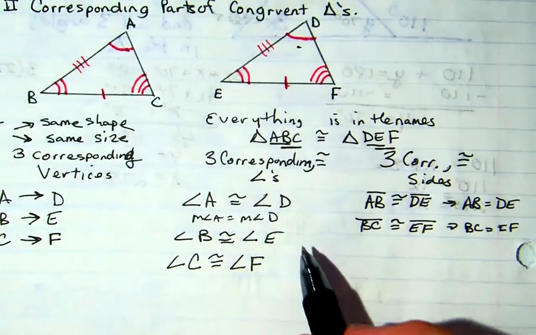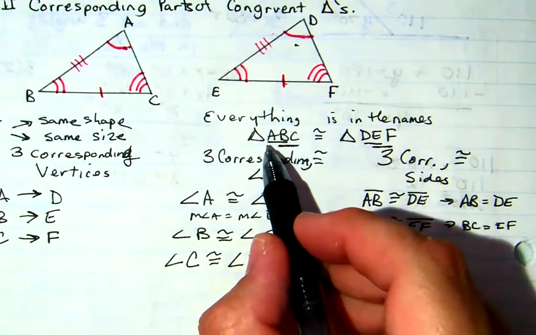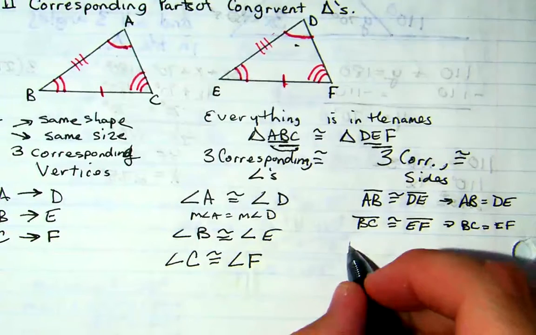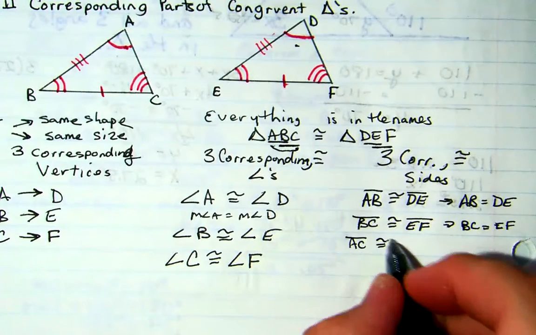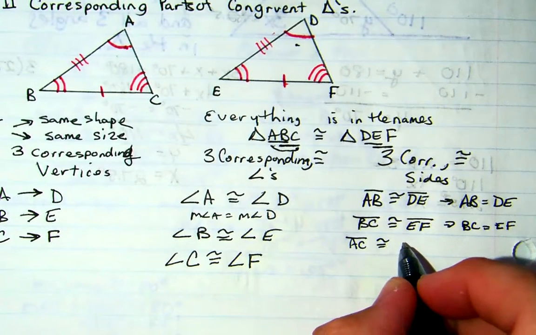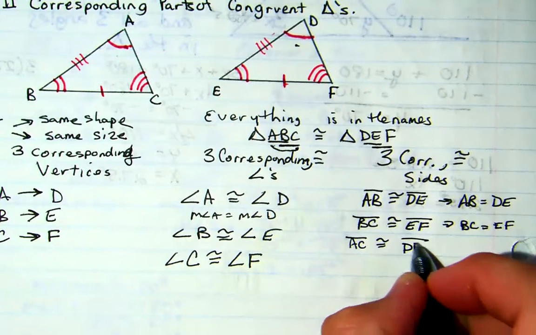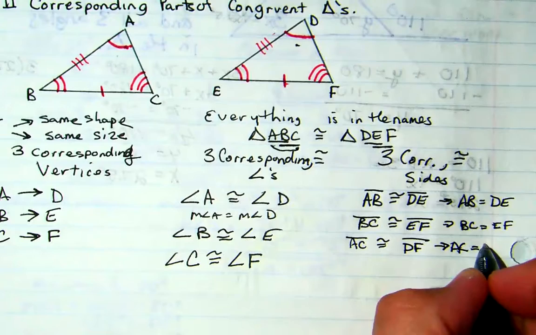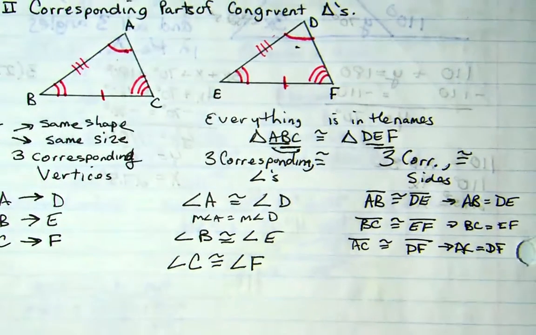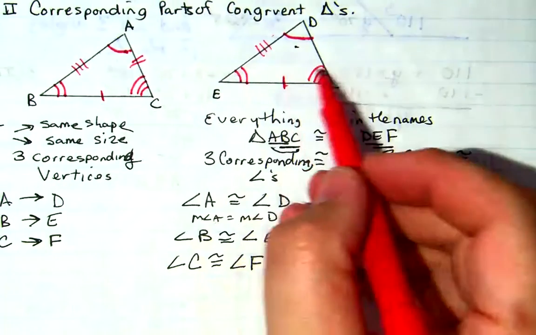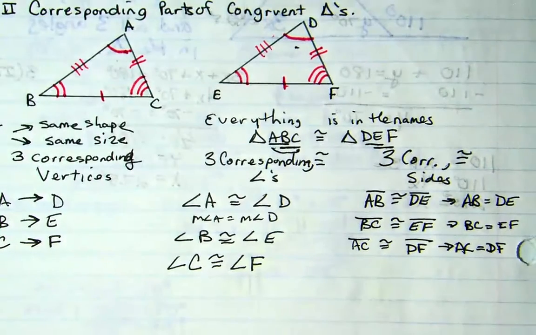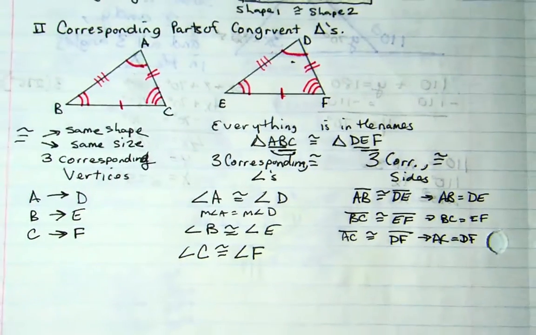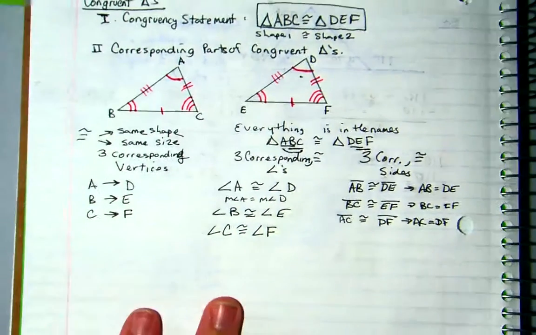And so what do you think the last segment is? AC, the first and the last letter. Segment AC is congruent to segment what? DF, which means that AC is equal to the length of DF. And I get that situation there. So if I kind of zoom out here a little bit so we can see the whole big picture.